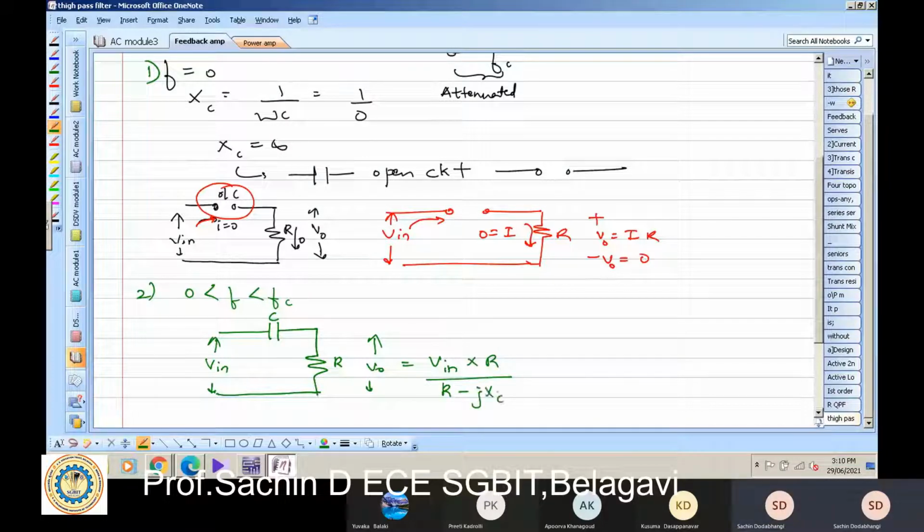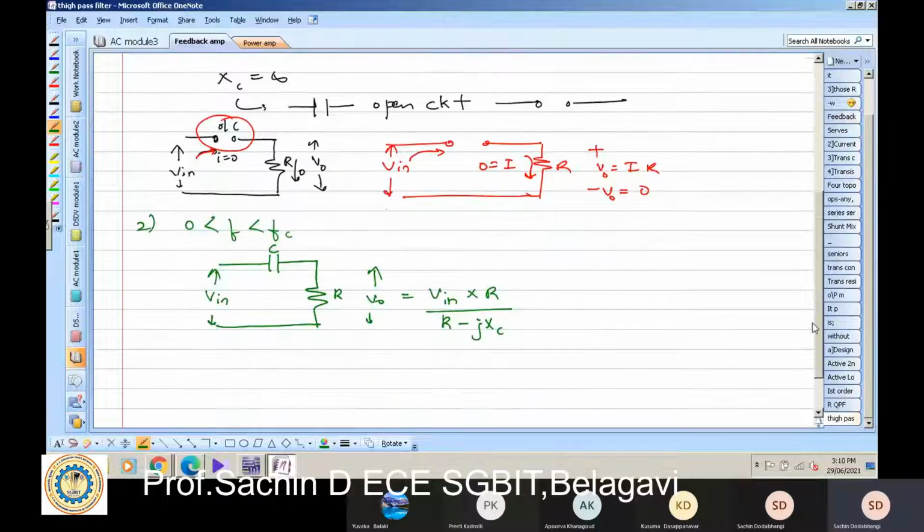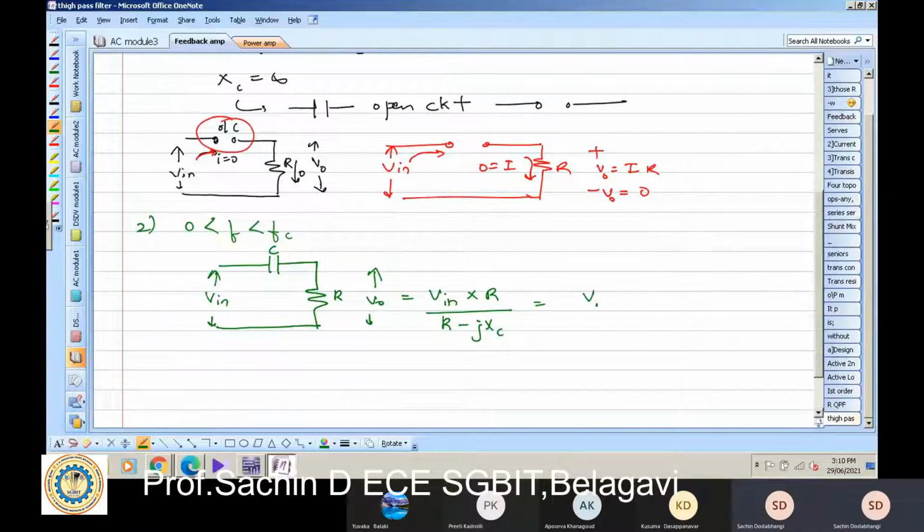I can write it in this way: V input into R divided by R minus jXC. It is in rectangular form. I'll convert it into polar form. So root of R square plus XC square, and the angle theta equals tan inverse of XC by R.